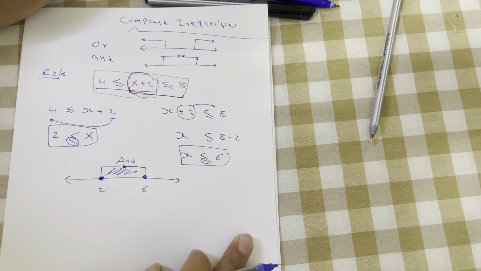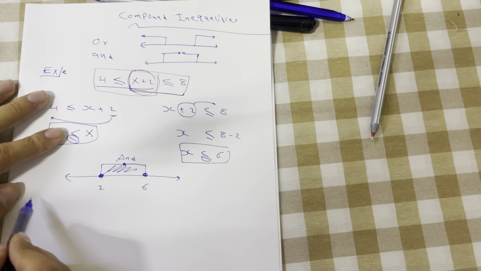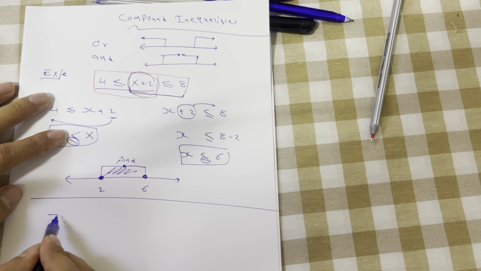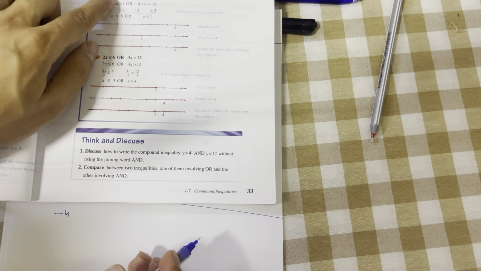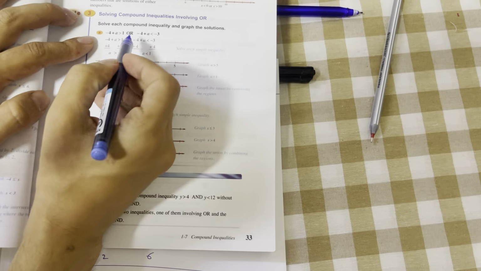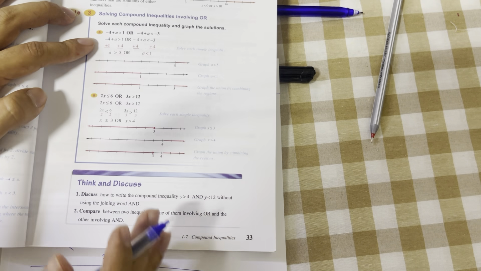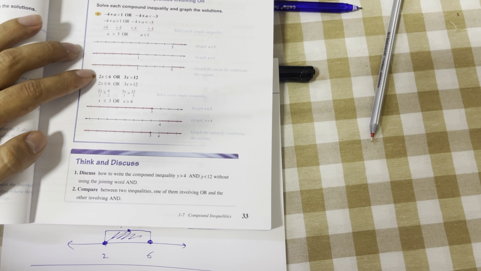We have another example. Look at here, this is the example. We have "or", so I can expect my answer. We have negative 4 plus a greater than 1, or negative 4 plus a less than 3.